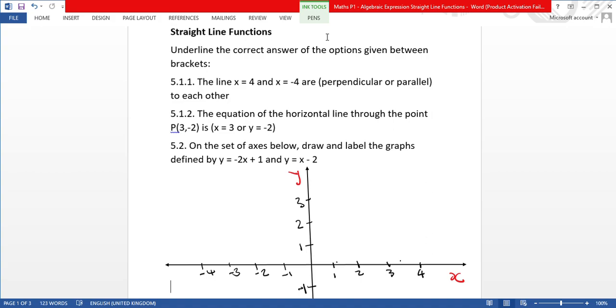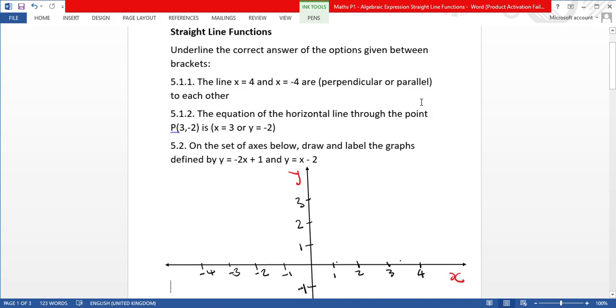Underline the correct answer of the options given below, given between brackets 5.1.1. The lines x equals 4 and x equals minus 4 are perpendicular or parallel to each other. So you have to choose between perpendicular or parallel.